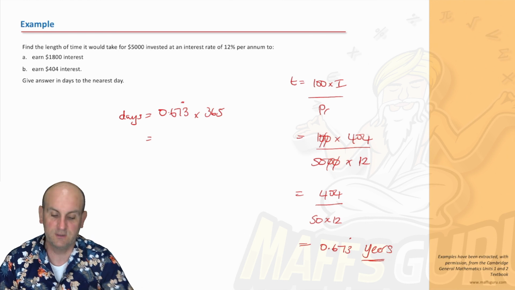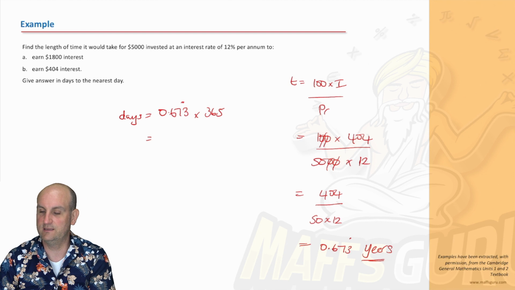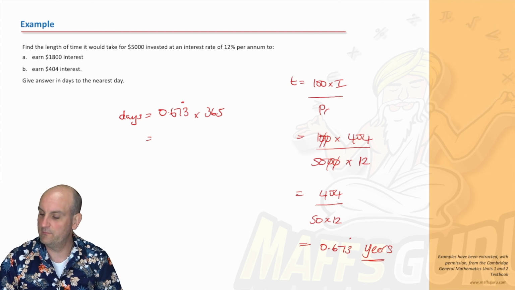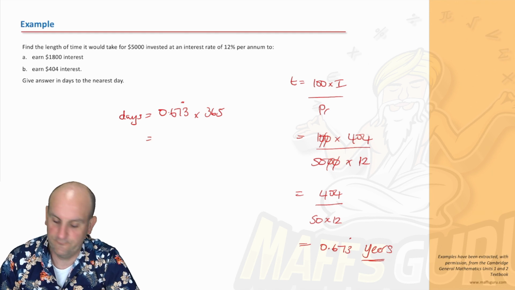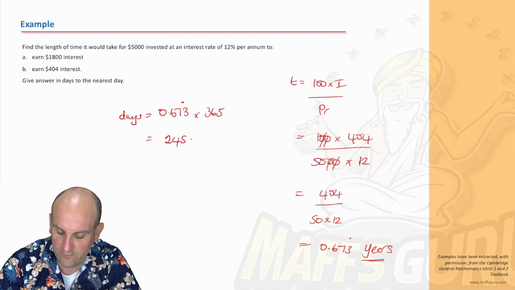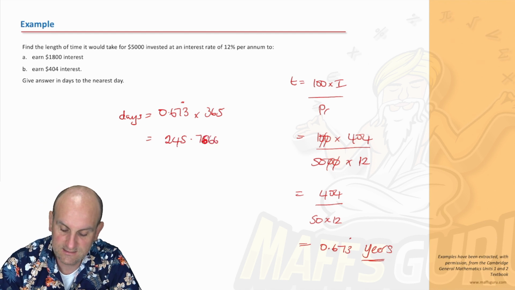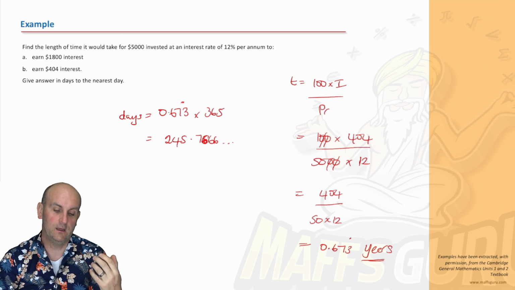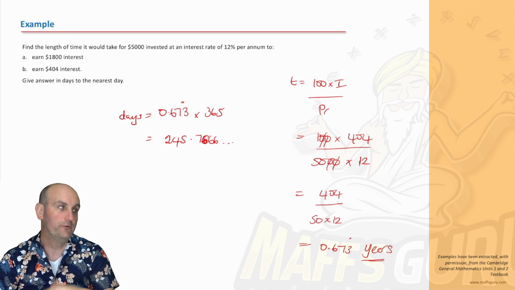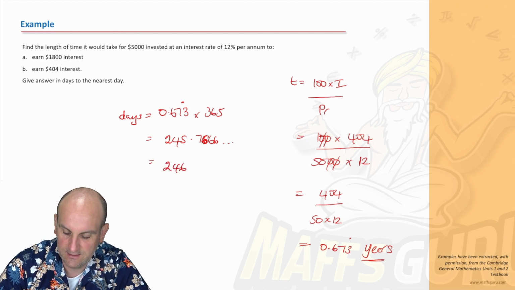Now, I'm not going to put 0.673333. I've already got that value in my calculator, so I'm just going to say answer times 365, which gives me 245.7666 reoccurring again. And because it wanted the nearest day, 246 days is going to be my answer.